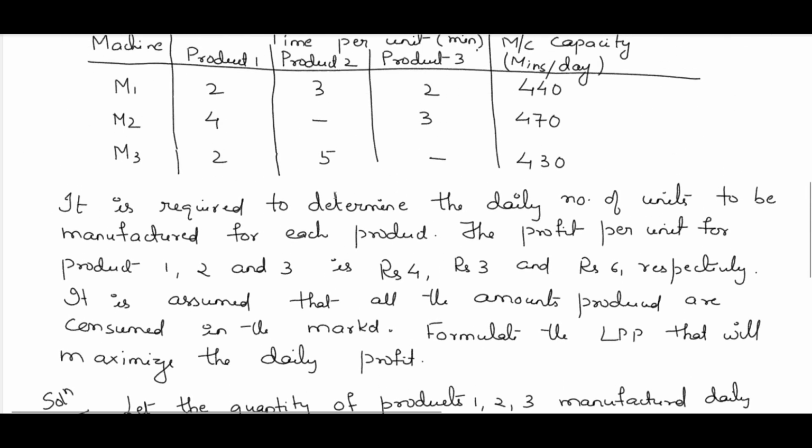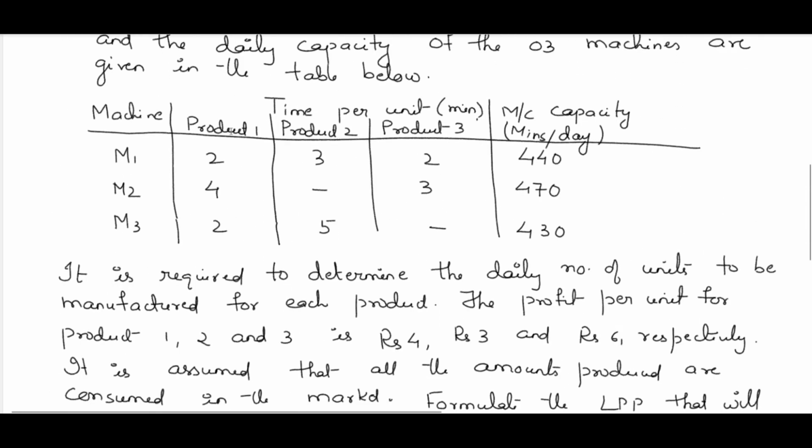Now we'll go to the table. What is given? Product 1 will be processed on machine 1 for 2 minutes. The maximum capacity of machine 1 is 440. So it will be 2 into the number of quantities of product 1, which is x1. Then for product 2, 3 minutes is processed for one part of product 2. So for x2 units, the time will be 3x2. So 2x1 plus 3x2 plus 2x3 is the total time that is being worked on machine 1.